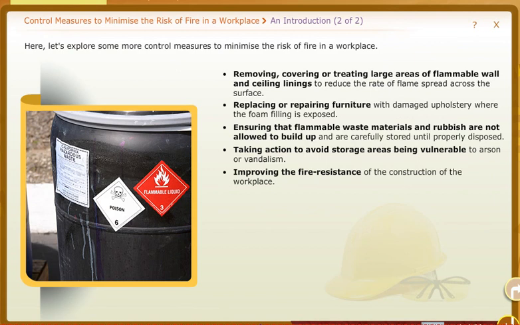Here, let's explore some more control measures to minimize the risk of fire in a workplace. Removing, covering, or treating large areas of flammable wall and ceiling linings to reduce the rate of flame spread across the surface. Replacing or repairing furniture with damaged upholstery where the foam filling is exposed. Ensuring that flammable waste materials and rubbish are not allowed to build up and are carefully stored until properly disposed. Taking action to avoid storage areas being vulnerable to arson or vandalism. Improving the fire resistance of the construction of the workplace.